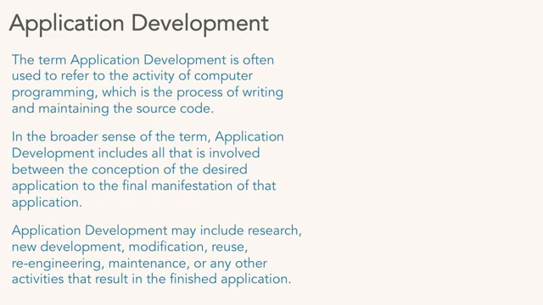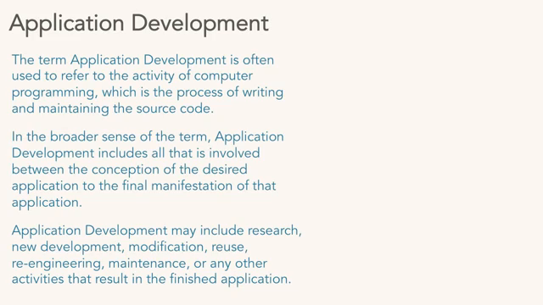So application development, there are some terms you're going to hear interchangeably. Programming and applications are one of them. The term application development is often used to refer to the activity of computer programming, which is the process of writing and maintaining source code. So source code is kind of like the master document, the master code. Any changes that get made to a program, they go in and they change the source code.